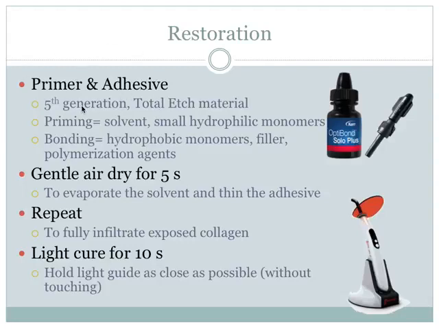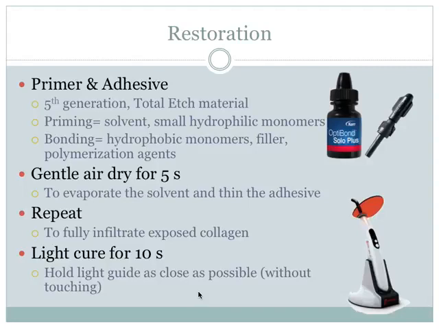And then if you're using a 5th generation material, which is basically a one bottle system, it combines the primer and the adhesive. You would apply this with a little micro brush. You could gently air dry it to evaporate the solvent, thin out the adhesive layer, and then you can reapply it to be very thorough, make sure you're infiltrating all of those exposed collagen fibrils of the dentin, and then light cure it for 10 seconds.